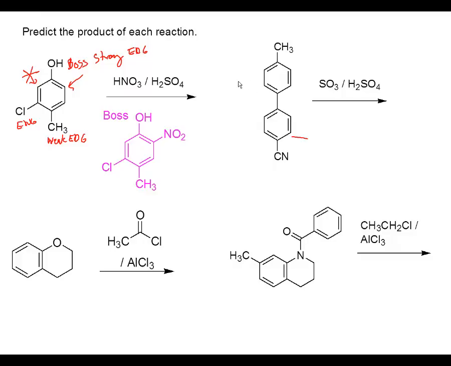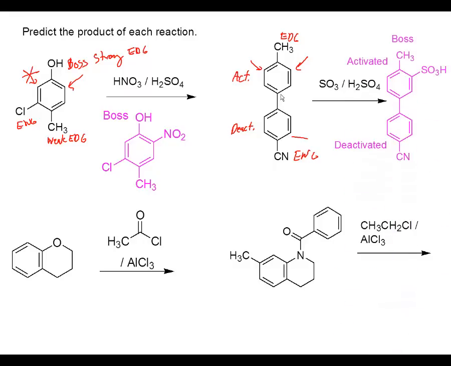Here we have two rings. This one at the top is activated because it's got an EDG on it, and this one is deactivated because it has an EWG. This sulfonation reaction is expected to put something ortho to that. Para position is blocked, and the alkyl group is usually a stronger electron donor than a benzene ring is. And this is the expected product.